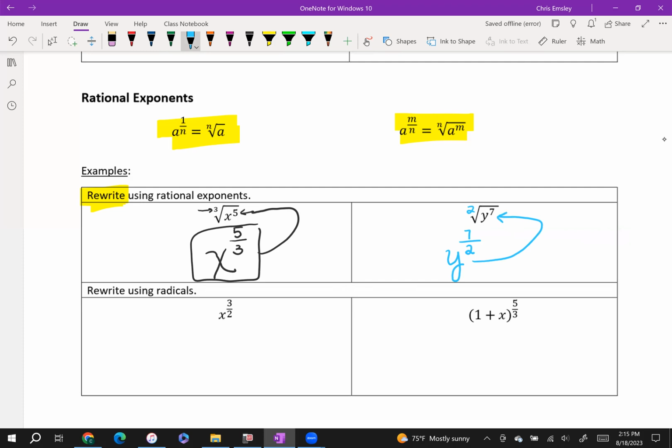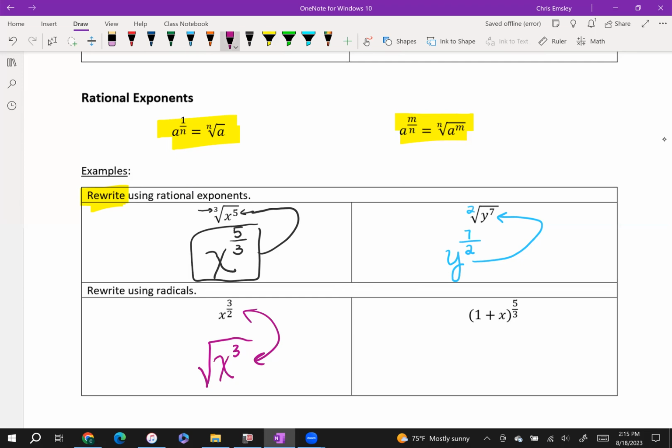We can also go in the opposite direction. Here we have x to the 3 halves, which is equivalent to the square root of x cubed. The top is the exponent, and for a square root, the bottom is the index. You don't have to write the 2 in there. If you do, it's not entirely wrong. It's just not the normal way we write it. But these two are equivalent.